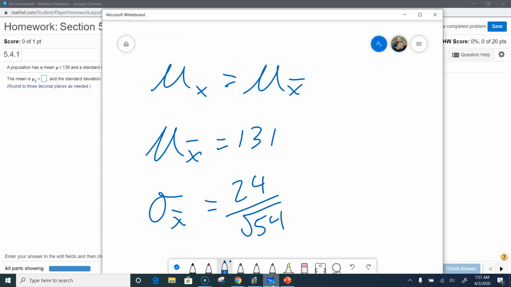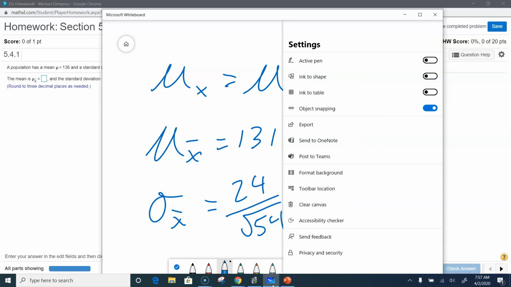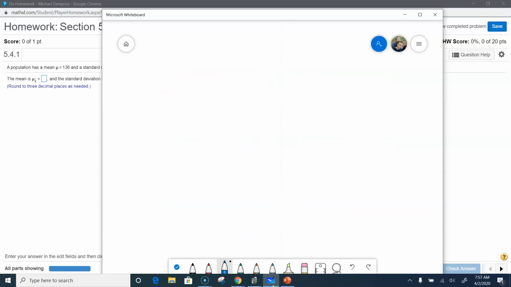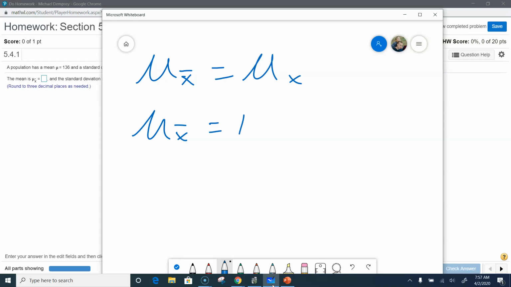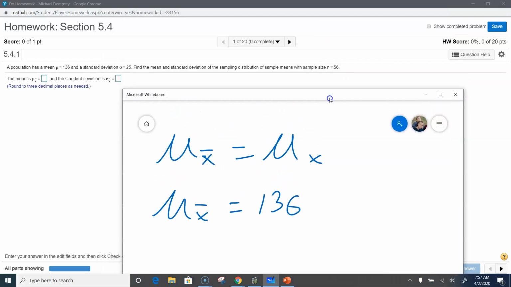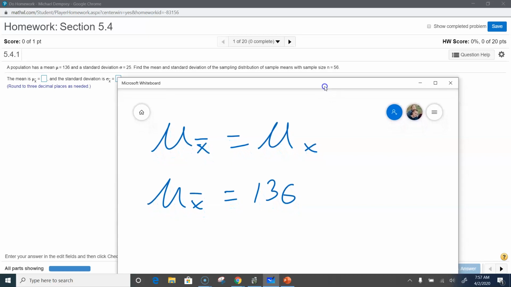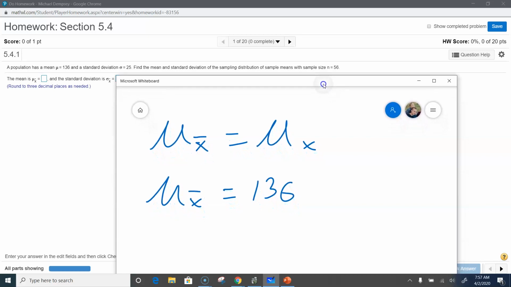Let's clear this. The mean of the sampling distribution just equals the mean of the population. That's our rule number one for the central limit theorem. So in this case, the mean of our x bars, our sampling distribution, is just 136. Okay. For standard deviation, it's a little bit different. We saw in class, standard deviation gets smaller as sample size gets bigger.